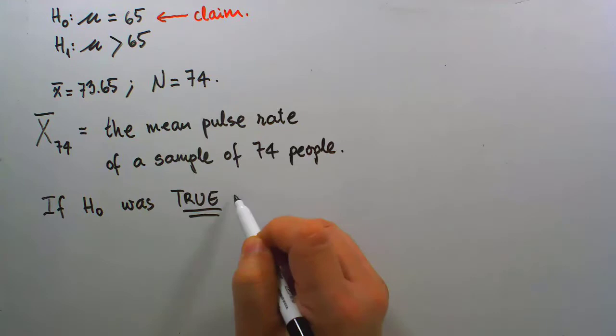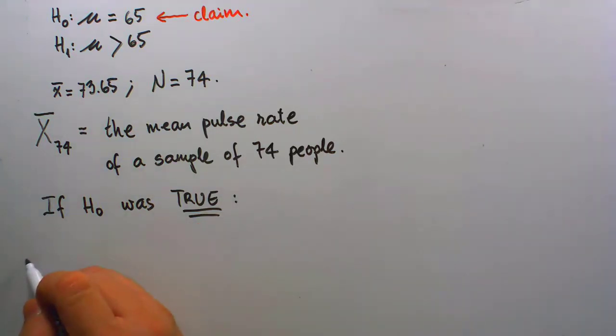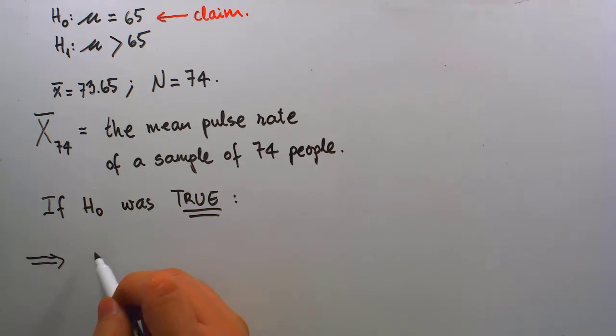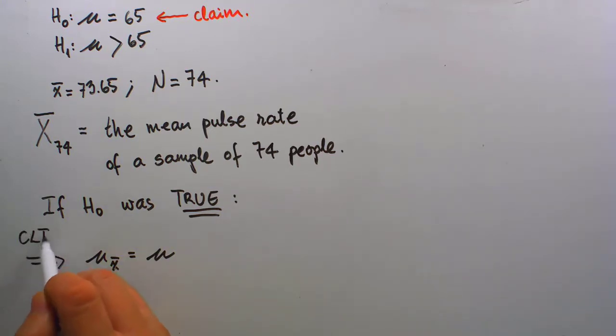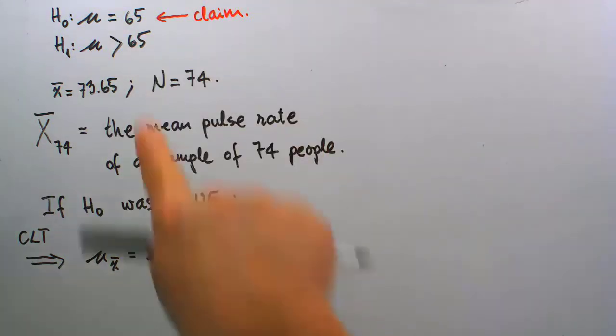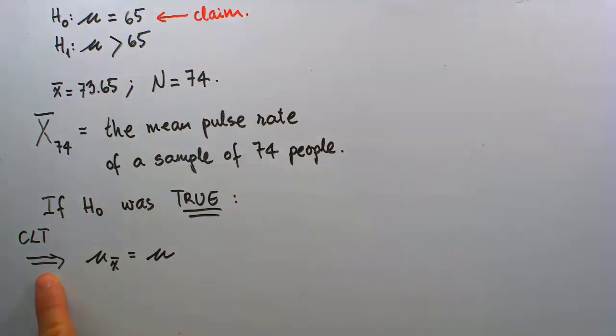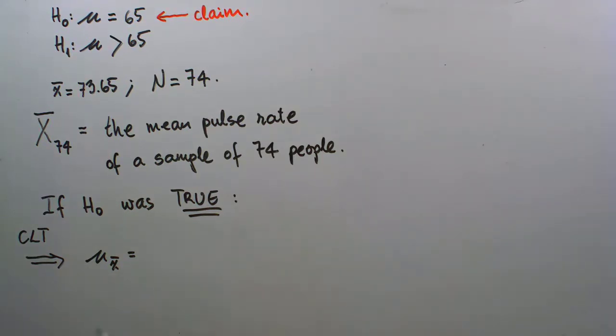And so now, if H sub 0 was true, then consequently, as I just mentioned a moment ago, mu X bar must always equal mu, the actual population mean, according to the central limit theorem. The central limit theorem is guaranteeing this result. However, in this case, since we are currently accepting that mu equals 65, then consequently, that's what my big head arrow is for. Consequently, mu X bar would equal 65.